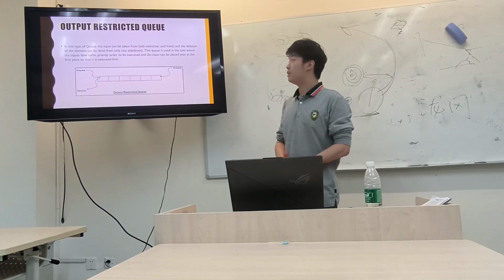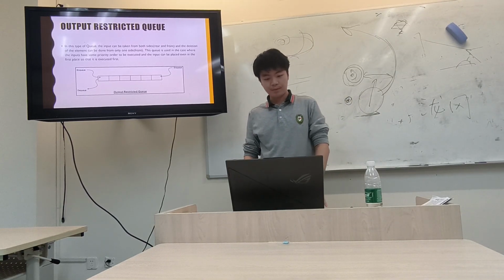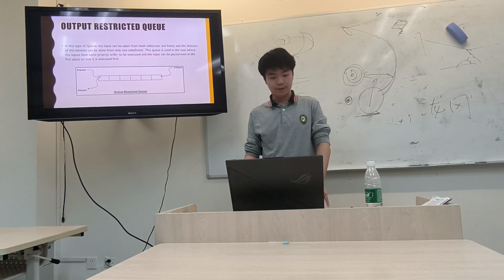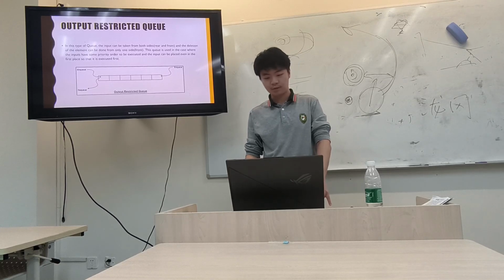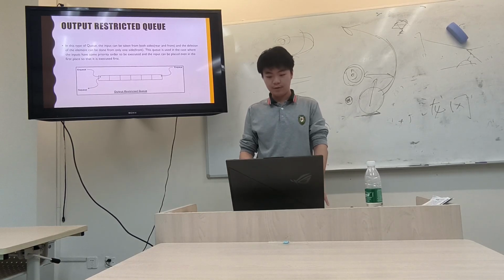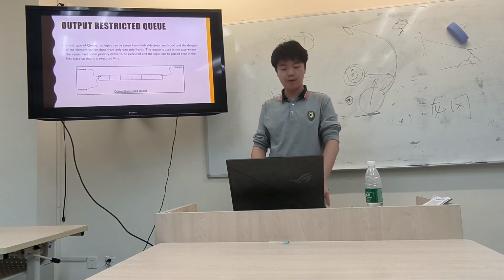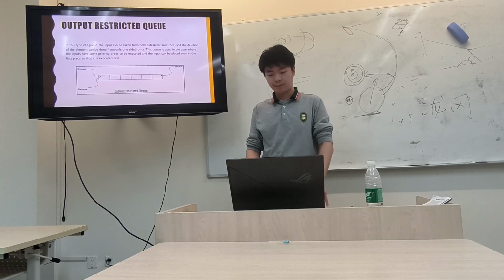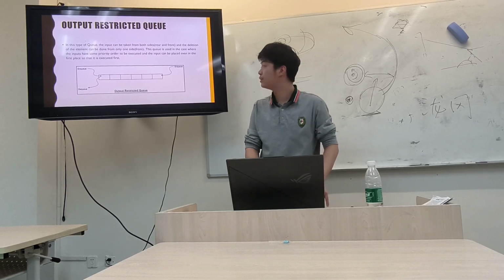Another type is the output restricted queue. In this type of queue, the input can be taken from both sides, rear and front, and the deletion of elements can be done from only one side, the front. The queue is used in the case where the inputs have some priority order to be executed, and the input can be placed even in the first place so that it is executed first.